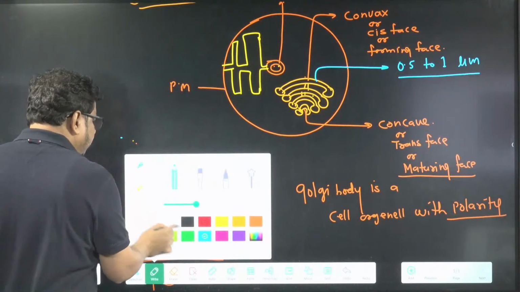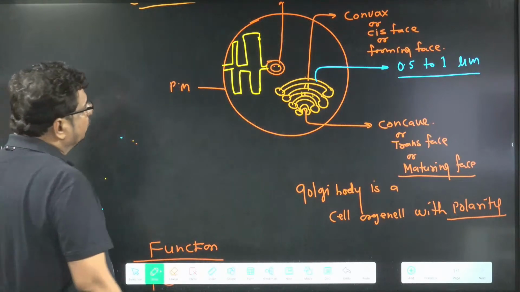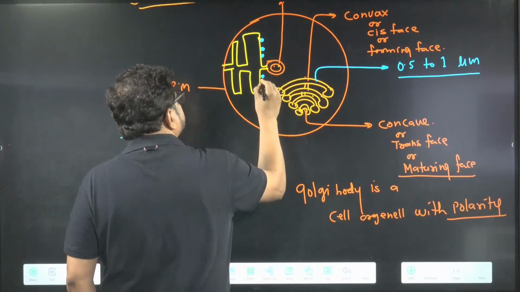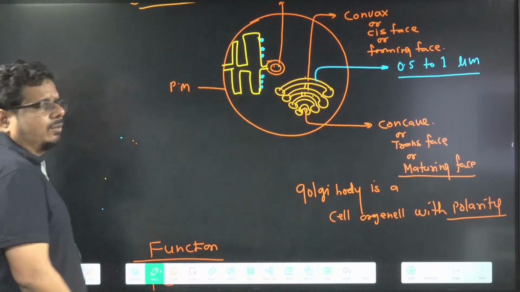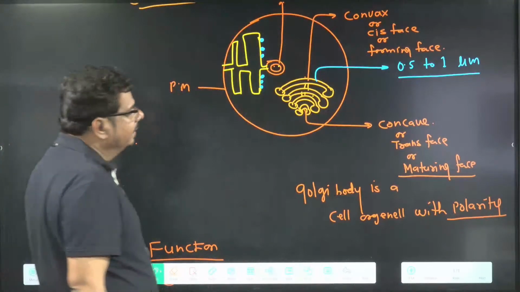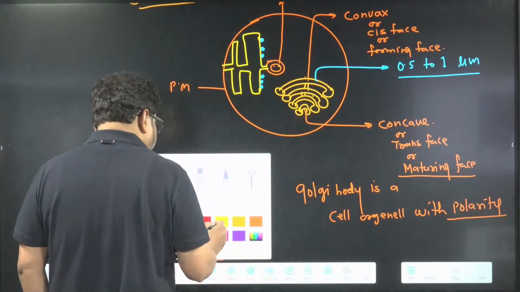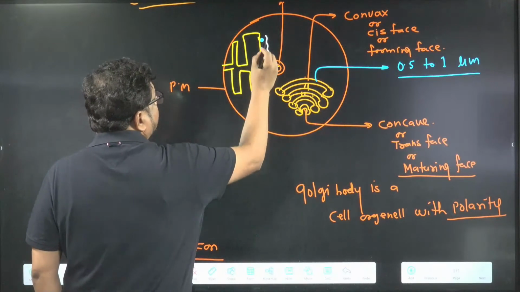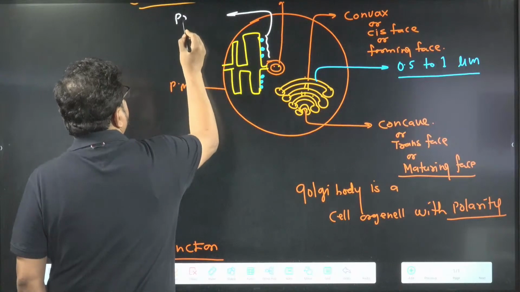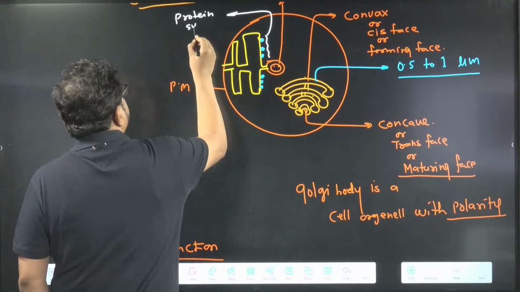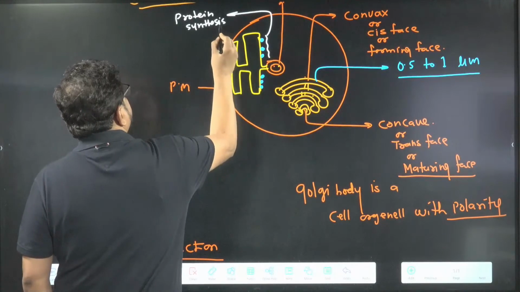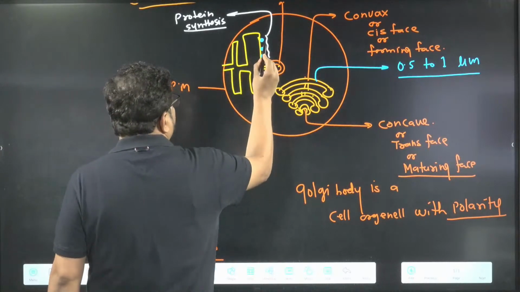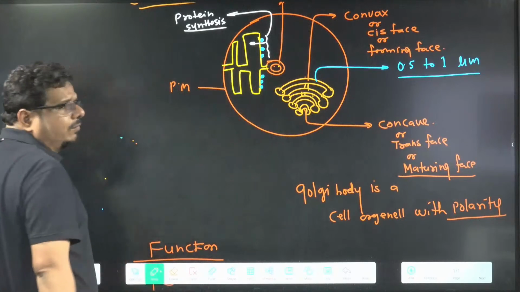Now what happened? How do they do the chemical modification? Let me tell you, I am explaining it. On the surface of endoplasmic reticulum, toward the nucleus, ribosomes are present. And these ribosomes present on the surface of ER perform protein synthesis. So protein synthesis occurs on ribosomes present on the ER. Now these proteins come inside the lumen of ER.